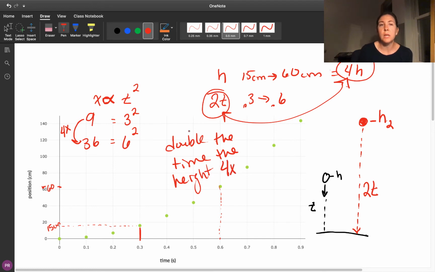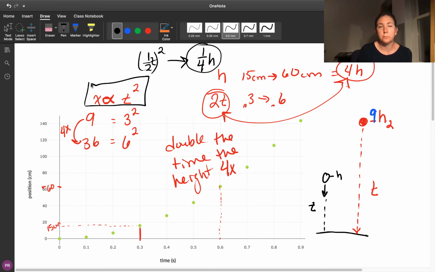The height quadruples. If I were to, instead of doubling the time, make the time 3 times bigger, if I were to triple the time, then the height would increase by 3 squared, or it would be 9 times bigger. If I were to half the time, then the height would be a quarter of what it was. So these two things are related by a squared function.